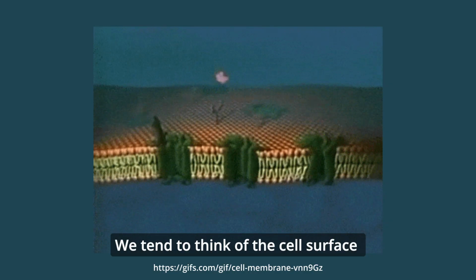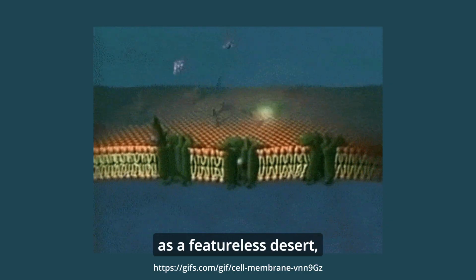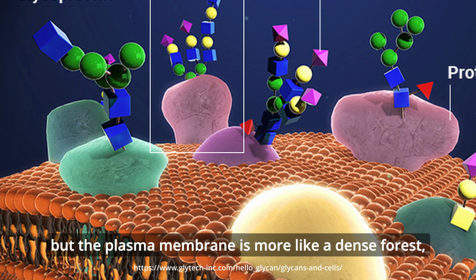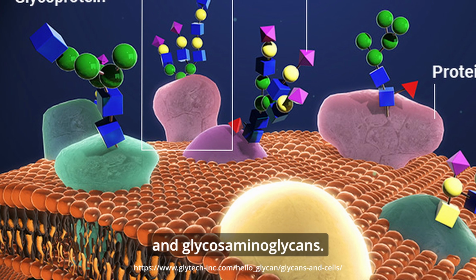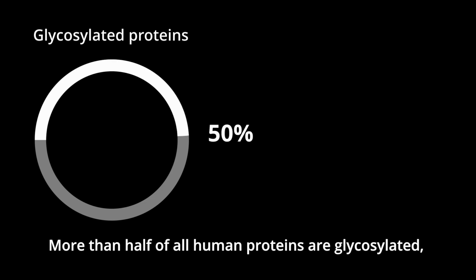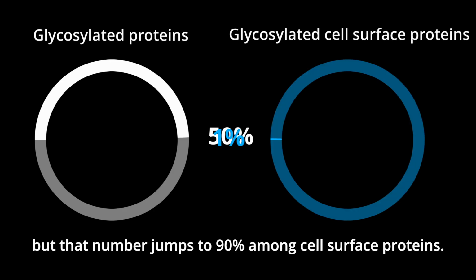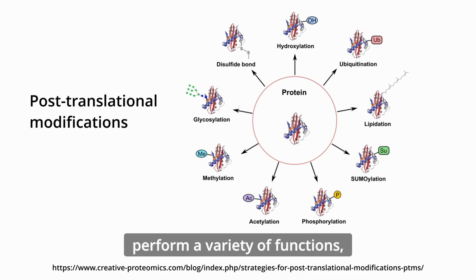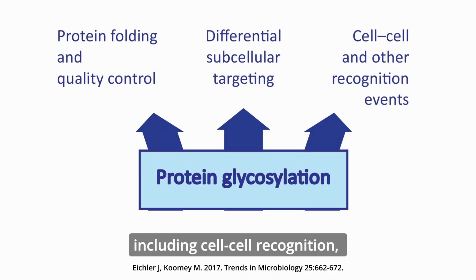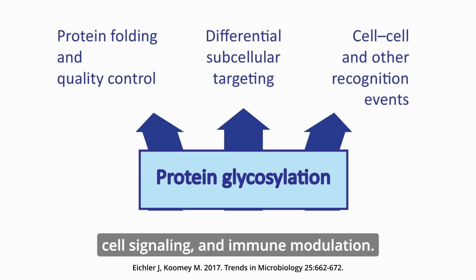We tend to think of the cell surface as a featureless desert, while the plasma membrane is more like a dense forest, covered with all manner of receptors, transporters, adhesion molecules, and glycosaminoglycans, or enzymes. More than half of all human proteins are glycosylated, but that number jumps to 90% among cell surface proteins. These post-translational modifications perform a variety of functions, including cell-cell recognition, cell signaling, and immune modulation.